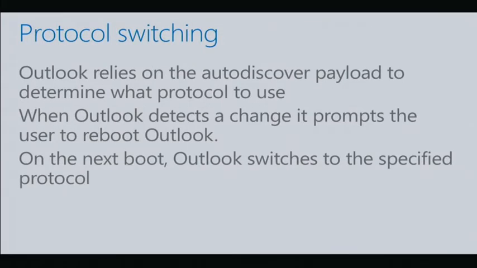Protocol switching. So we still support RPC, and the way Outlook determines which protocol to use is, again, dependent on the auto-discover payload we get back from the server. So auto-discover is going to tell Outlook which protocol to use. If we're currently connected using MAPI over HTTP, and then we notice a change, like auto-discover telling us to use RPC, then we're going to prompt the user to reboot Outlook, and then when you start the next Outlook session, we start using the new protocol.